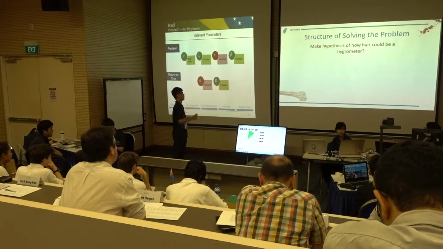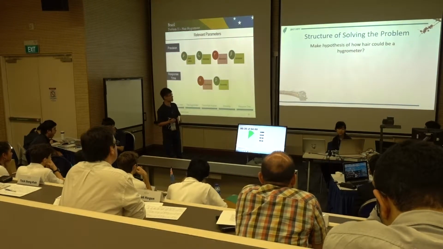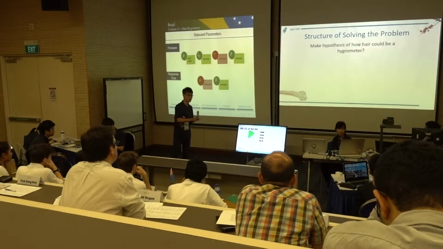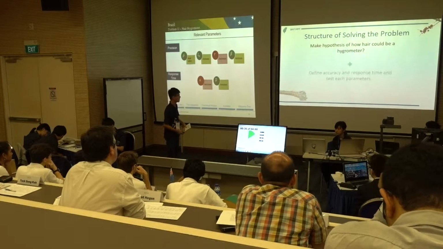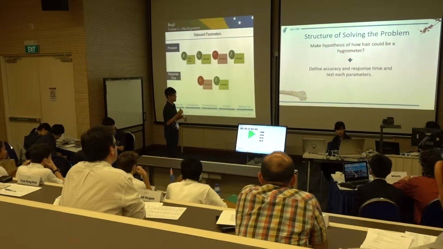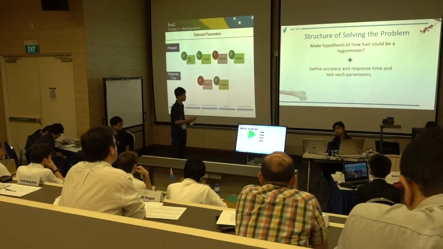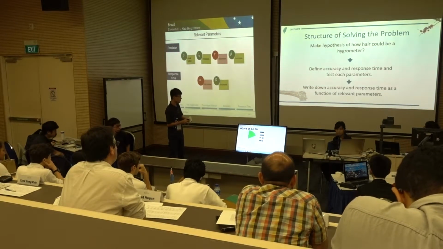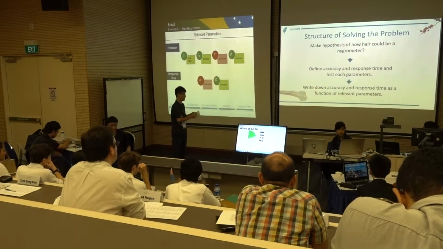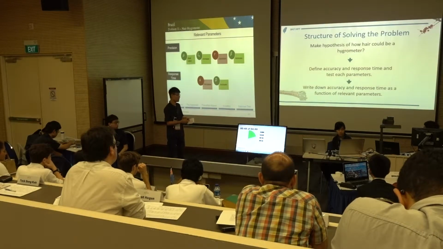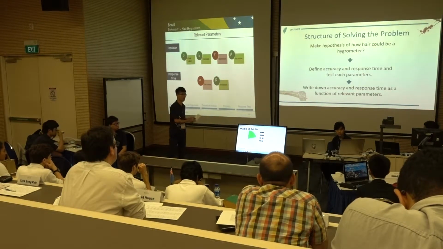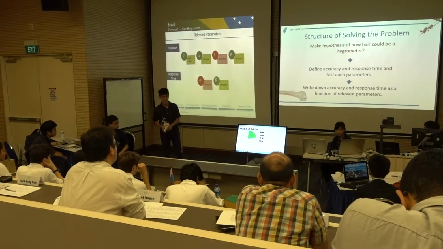Here is the structure for solving the problem that the opponent believes in. First, the reporter should make a hypothesis about how hair could be a hygrometer, how humidity can make it elongate. Later, the reporter should define accuracy and response time and test each of the parameters, in order to write down the function of relevant parameters for accuracy and response time, to fulfill the task of the problem statement.